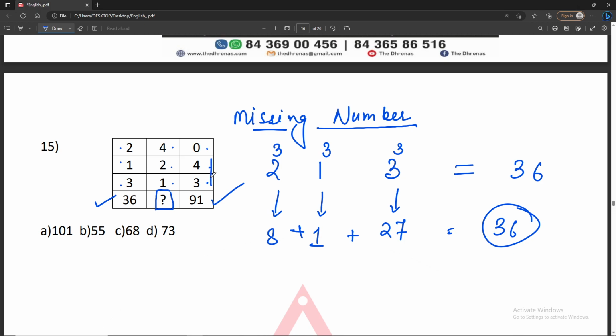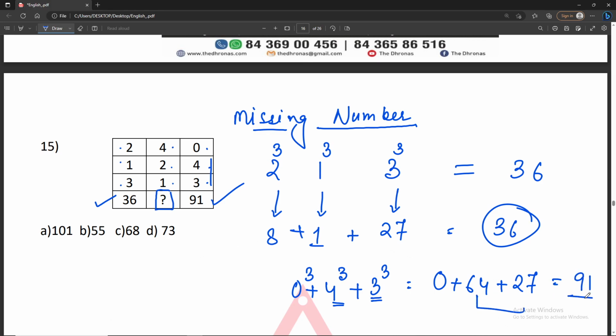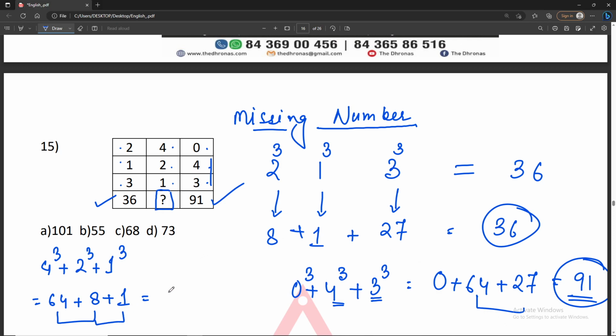So if we go for this one, 0 cube plus 4 cube plus 3 cube, that is 0's cube is 0, 4 cube is 64, 3 cube is 27. So if we add the numbers, 91 comes. So for this case, 4 cube plus 2 cube plus 1 cube, that is 64 plus 8 plus 1, that is 64 plus 8 is 72, 72 plus 1 is 73. So the answer is 73. So the value for the question mark should be 73.